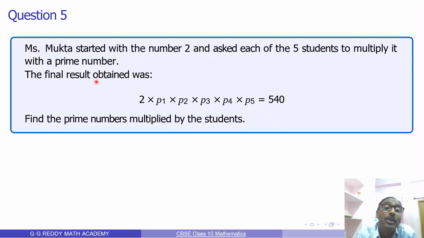You check. The final result obtained was this. So find the prime numbers multiplied by the students. So 2 into all these gives 540. So you have to find the prime factorization of 540. You will start with 2. What prime numbers are you getting next? That you have to find and write here.